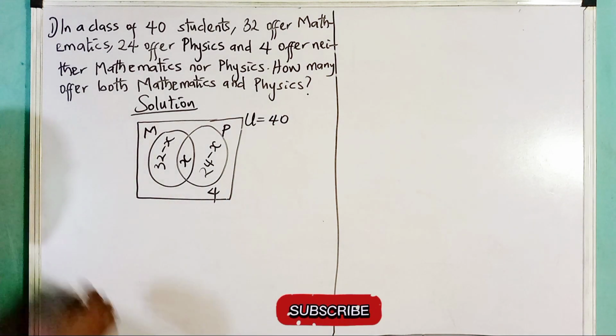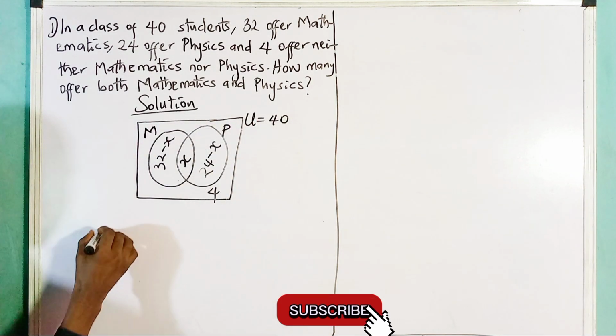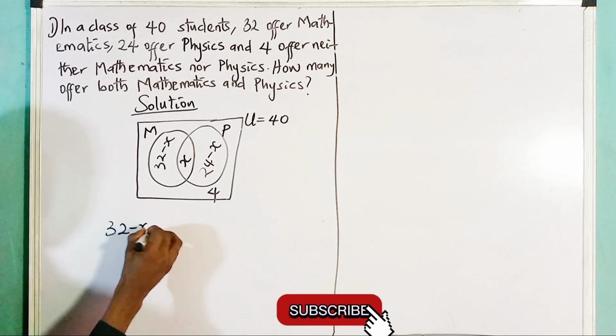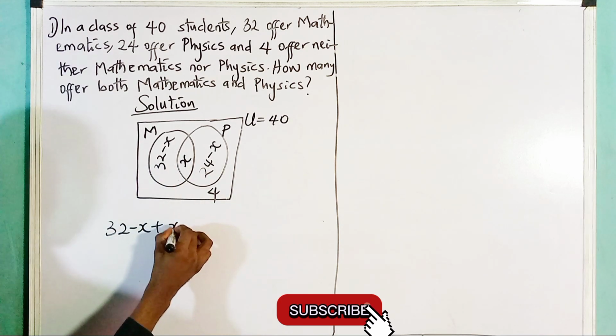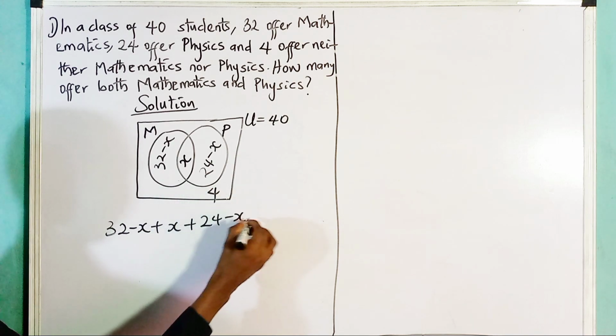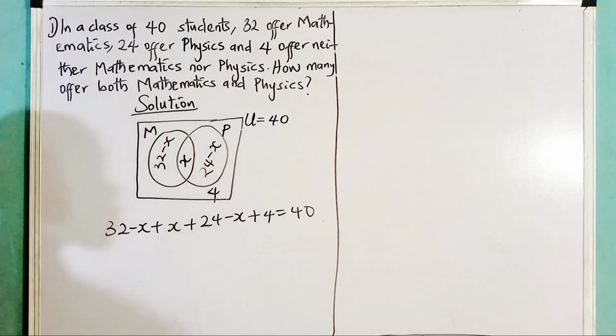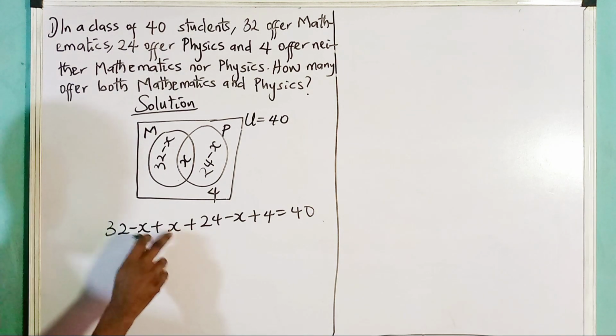How do we get our answer? This is what we'll do. Add up everything here and equate it to 40. So we have 32 minus X plus X plus 24 minus X. Don't forget your 4. Plus 4 equals 40. So let's collect like terms. This is X, X, and X.